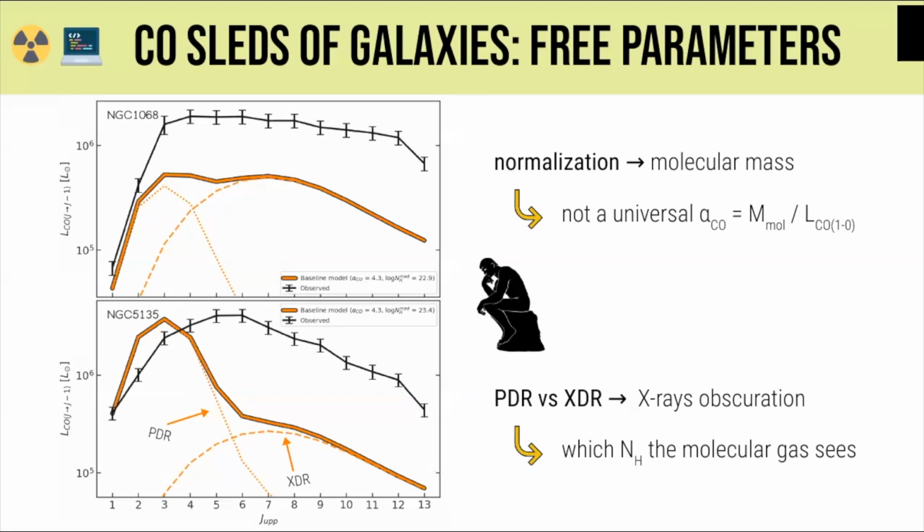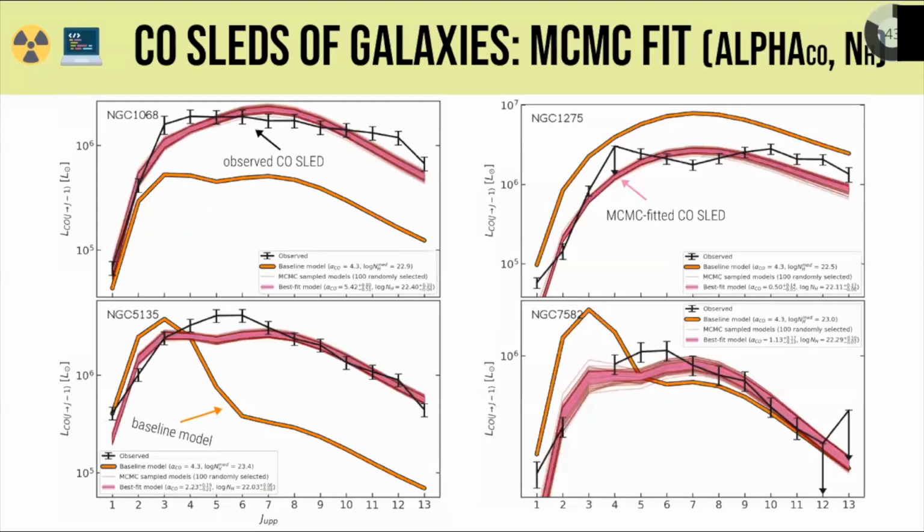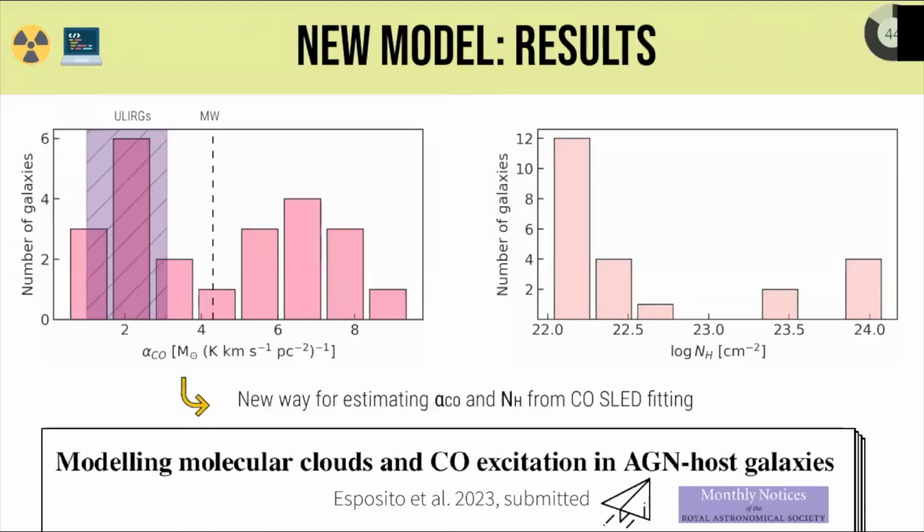So we treat these two as free parameters, and we apply a Markov chain Monte Carlo model to find the posterior distributions of these two parameters. And our results are these for these galaxies. I overplot now the best fit CO SLED, and as a bonus, of course, we can infer for these galaxies the alpha CO and the gas column density. And so these are our results.